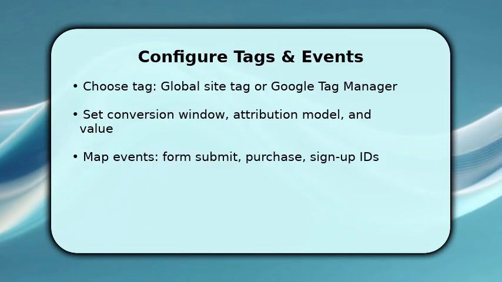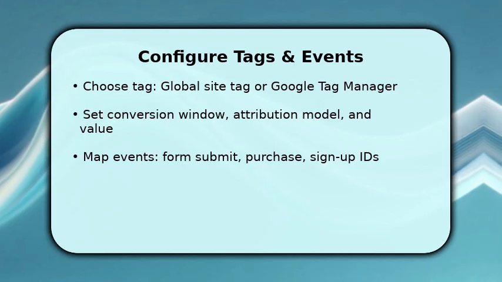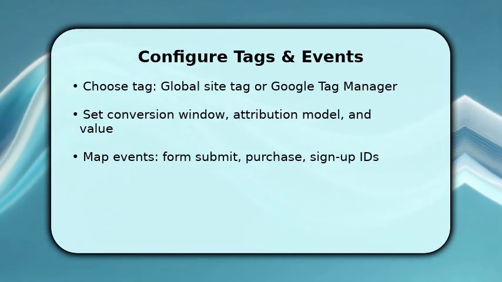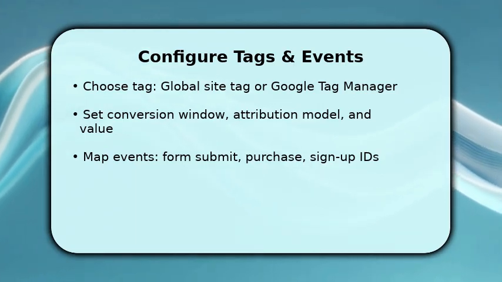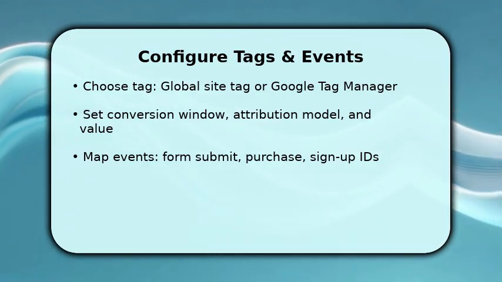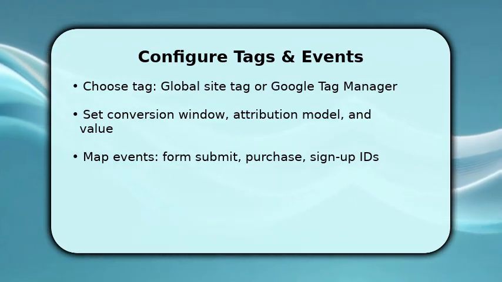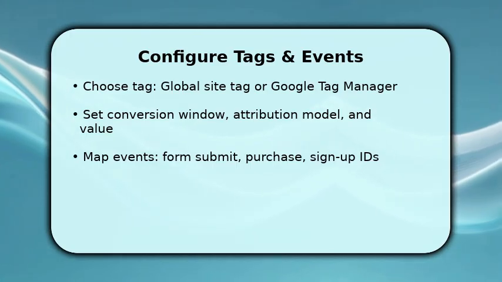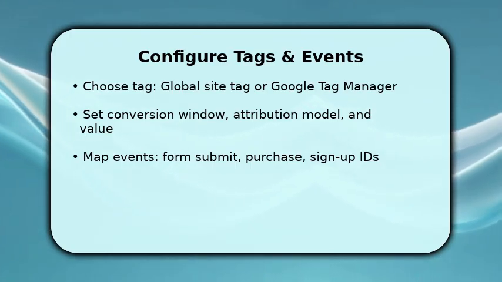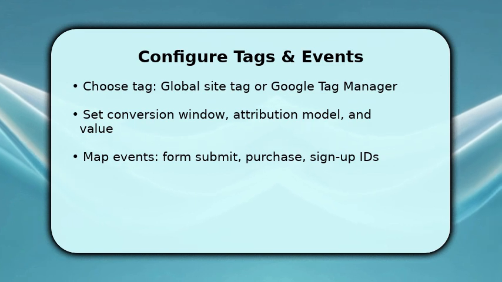If using the global site tag, paste base code on every page and add the event snippet on the conversion confirmation page. If using Tag Manager, create a new tag type Google Ads conversion tracking, connect your conversion ID and label, then create triggers for the exact event like form submission or purchase. Make sure conversion windows and attribution settings reflect your sales cycle, so reported conversions match real behavior.